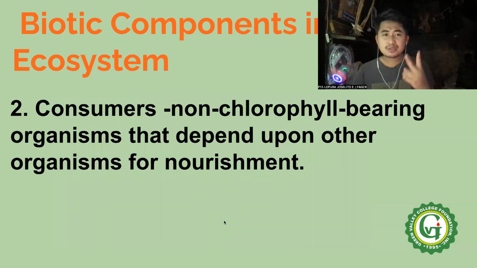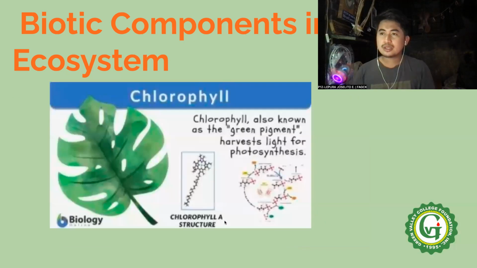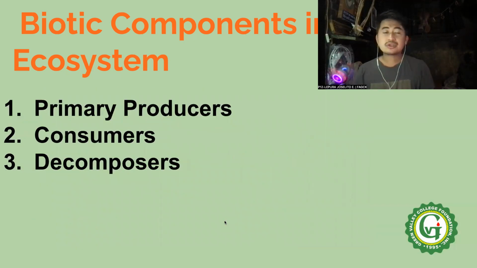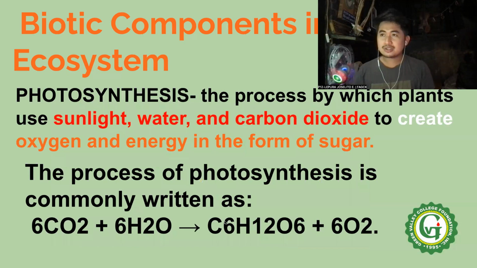Now, number 2, that's under your primary producers. Anong process yon? Photosynthesis. Again, what is photosynthesis? It's the process of which plants use sunlight, water, and your carbon dioxide to create oxygen and energy in the form of your sugar. The process of photosynthesis is commonly written as 6 carbon dioxide molecules plus 6 water molecules equals sugar, starch, or glucose plus 6 molecules of your oxygen.